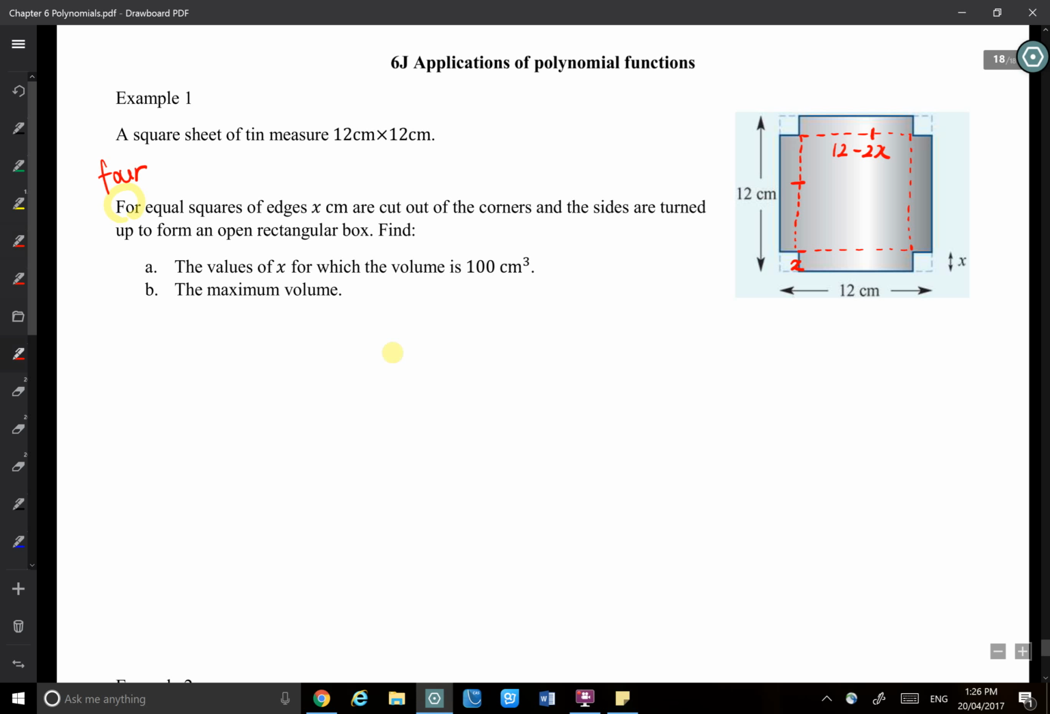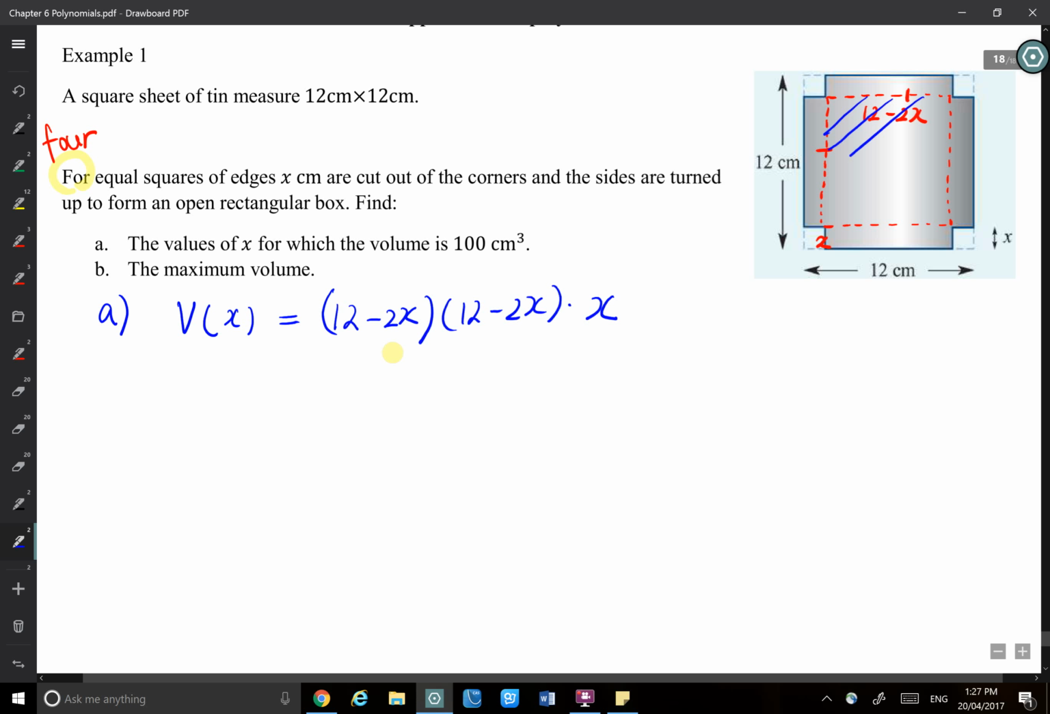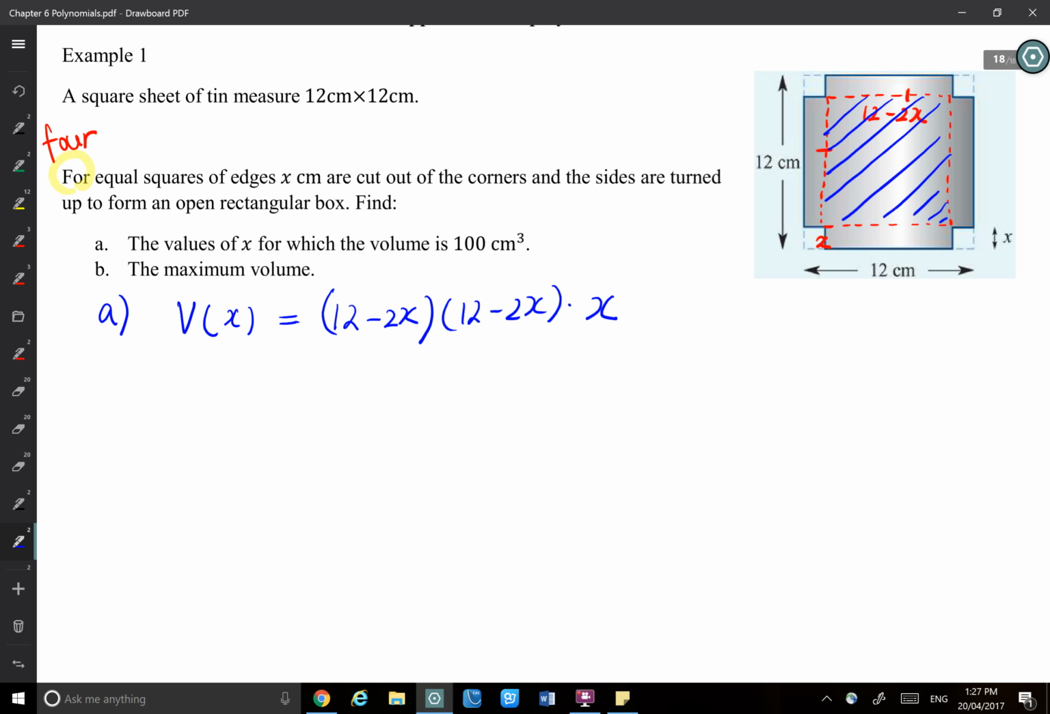So we can write the volume V(x) equals the length of the base times the width of the base times x, which is the height. So the base times the height gives you the volume. It's (12 minus 2x) times (12 minus 2x) times x.